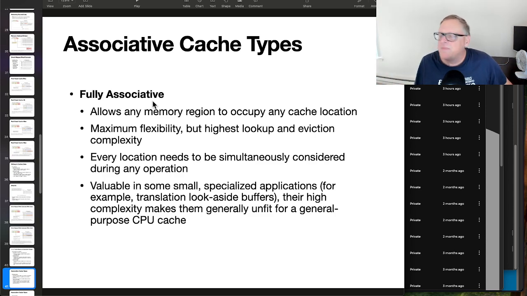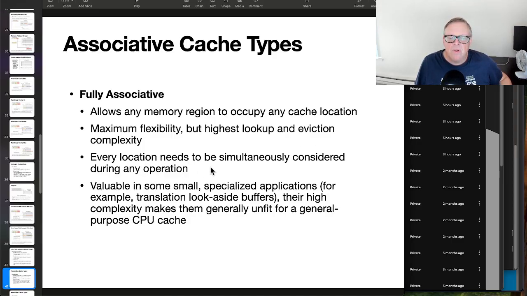So fully associative is where you let every memory region occupy any cache location. So that's the maximum flexibility, but now it's going to be higher cost to look up and evict data.